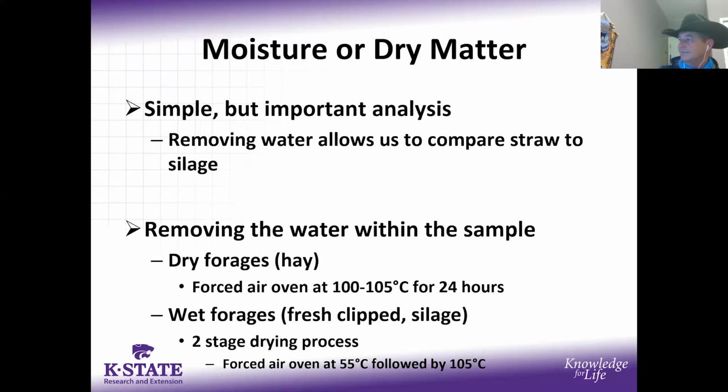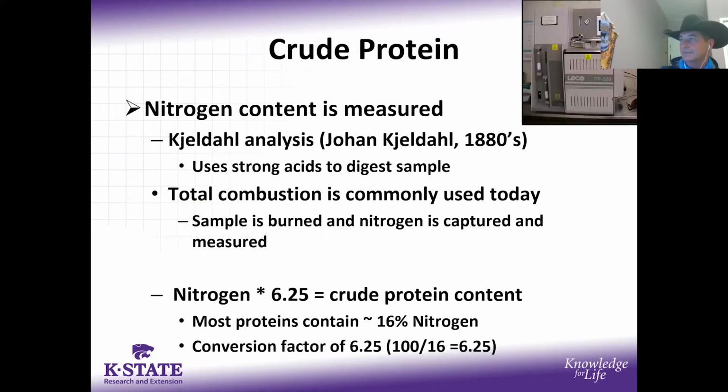The procedure is relatively simple. They're going to put it in a forced air oven at 100 to 105 degrees C for 24 hours on a dry forage or a hay. When we're looking at a wet forage or fresh clipped silage, it's a two-stage drying process where it goes to the forced air oven at 55 degrees C, and then we raise it on up to the 105. The reason we want to do that is it minimizes the amount of nutrients that could be lost in that drying process.